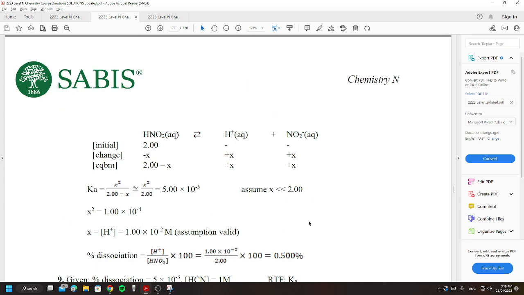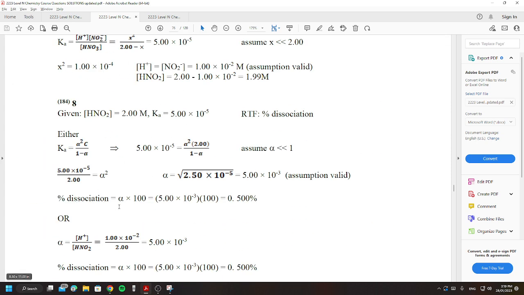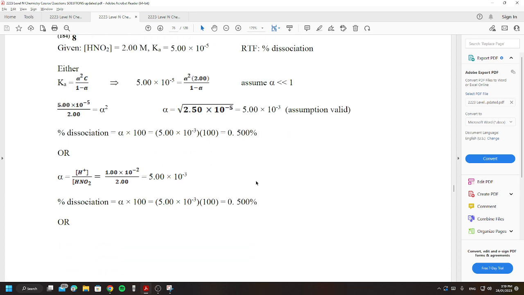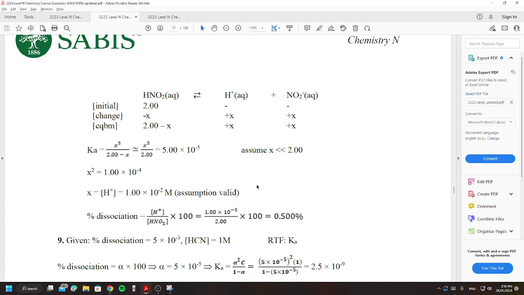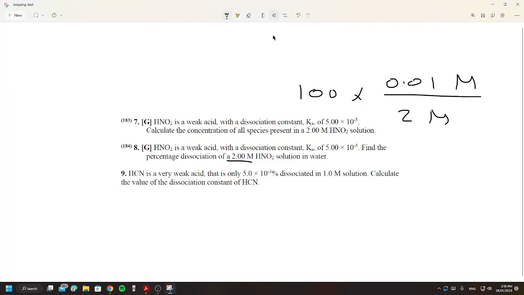Or you can do an ICE table, which is what you should do for written parts. Actually, I think you can apply all these. You just can't apply radical KaC. Okay. Number 9.